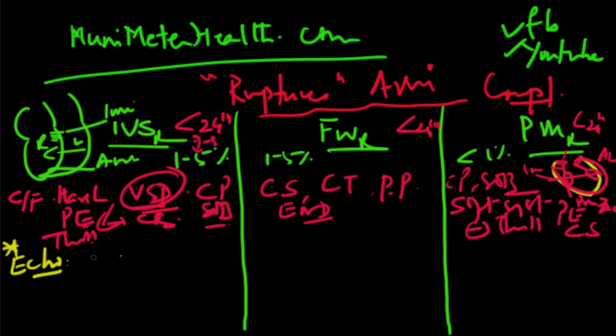The echo clearly shows here a left to right shunt. And then, of course, you'll have the right ventricular pressure overload. So there will be overload of this kind, as well as a volume overload too. But left to right shunt will be present, and you'll see the color Doppler flow, which is inter-ventricular abnormal flow from left to right.